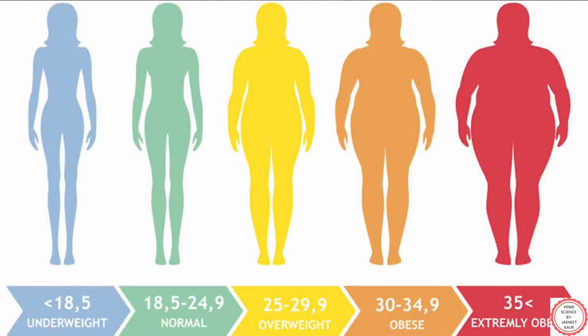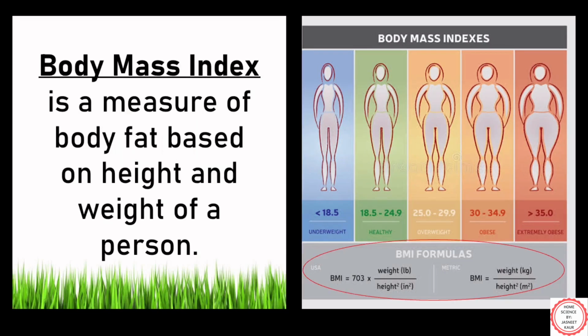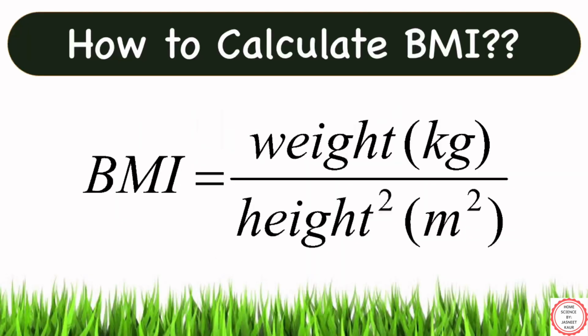Wait, do you know what BMI is? Let's get into it. BMI is body mass index. It helps in understanding the percentage of fat based on the height and weight of a person. It is calculated with the help of a formula, which is weight in kg divided by height in meter square. Let's understand it with the help of an example.